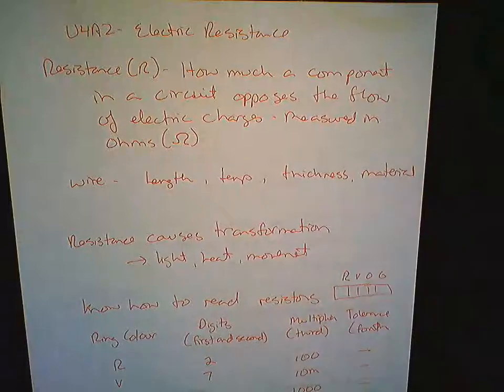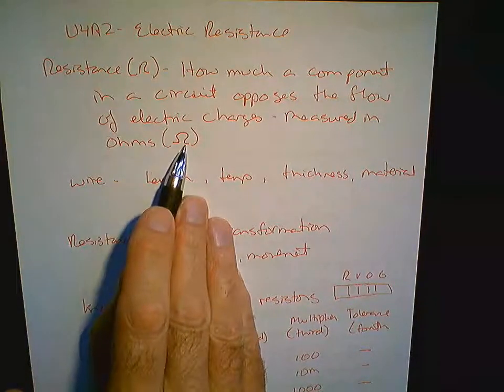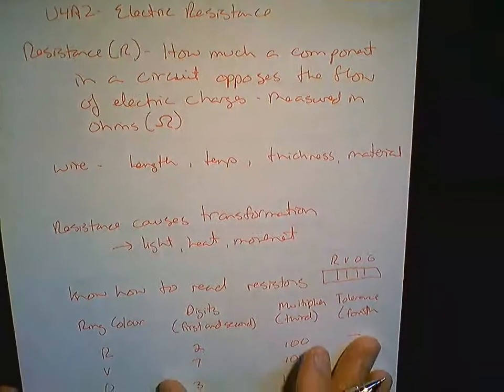Okay, the second activity in Unit 4 is electric resistance. So we've talked about amps as being the current or flow through the wires, and volts as being the energy in those electrons that are flowing through the wires. So what is resistance? Resistance is how much a component in a circuit opposes the flow of electric charges. Think about walking down an empty hallway in the school, and then think about a hallway with a lot of students in it and your ability to get through it. That is resistance. Resistance is measured in ohms. That's the Greek letter omega, which is the symbol.